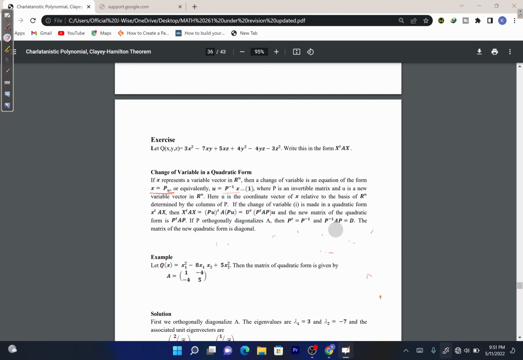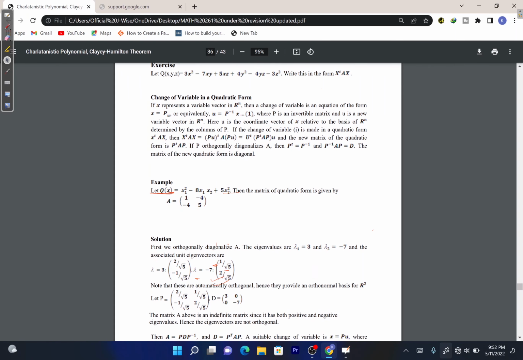Now let's look at some examples. We let Q of x be equal to x1 squared minus 8x1x2 minus 5x2 squared. This is not plus, make that correction. So our symmetric matrix A is given by 1, -4, -4, -5. Make that correction, this is supposed to be minus 5, not 5.